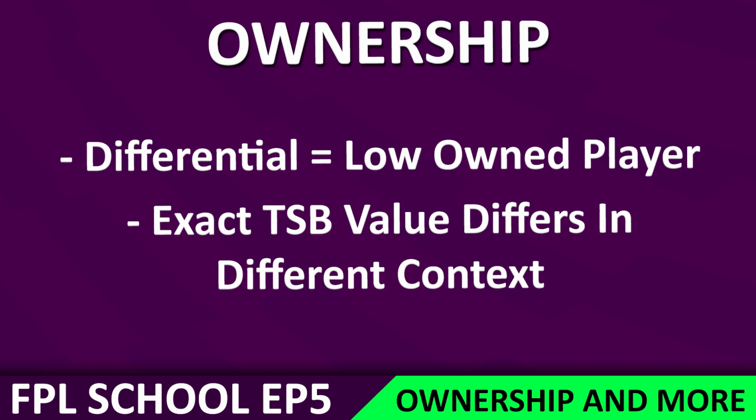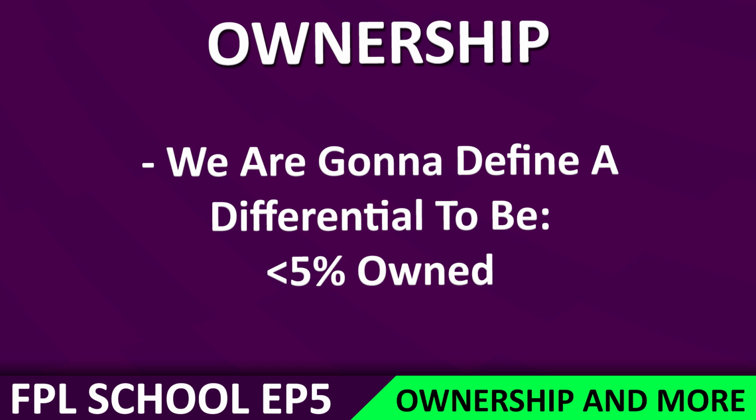Differential. This refers to when a player's TSB/selected amount is at a low amount. Now, I say that rather than giving an actual number, because the actual number will vary depending on a bunch of different parameters, and also the context of the player. But for argument's sake, we're just going to say less than 5% owned is the golden rule for someone to be classed as a differential here.